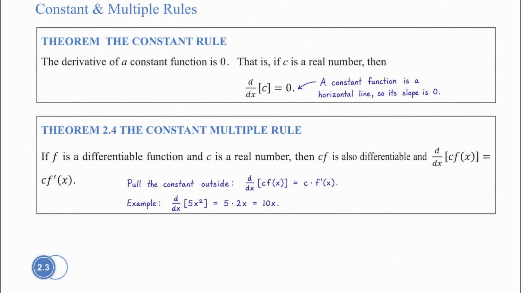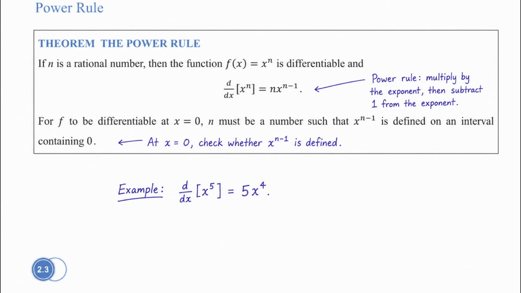The key idea here is: the derivative of a constant equals 0. A constant times a function: keep the constant, differentiate the function. Now we move to one of the most important rules in calculus, the power rule. If f(x) equals x to the power of n, then the derivative of x to the power of n equals n times x to the power of n minus 1. In words, multiply by the exponent, then subtract 1 from the exponent.